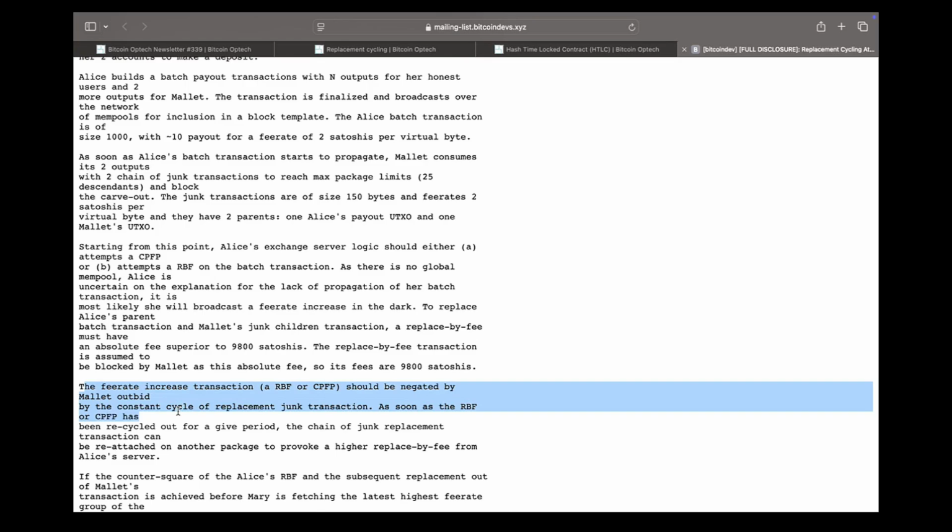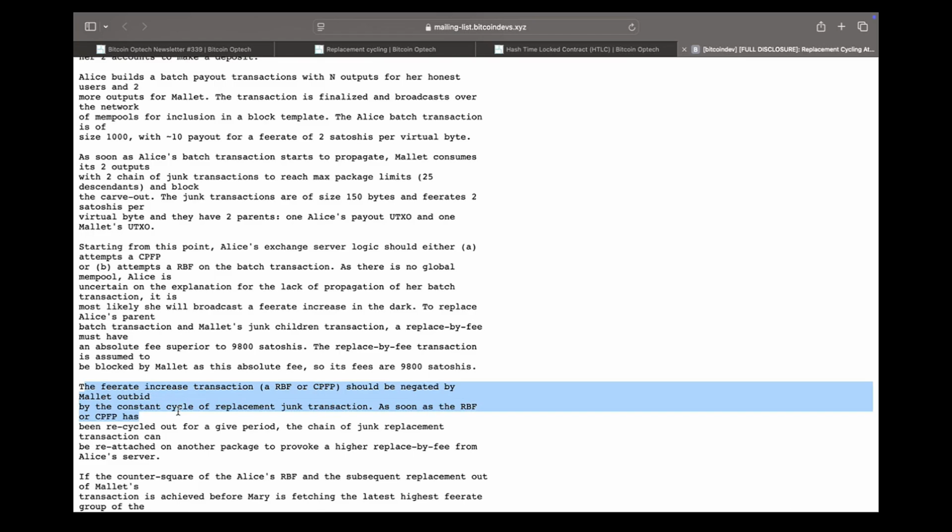One is Mary and the other is Mallet, right? And we discussed that Mary is a home miner who only triggers the get block template RPC command once in a minute, right? Now this might happen within a minute: Alice might broadcast her batch transaction. Mallory might attach children to that batch transaction, right? And then Alice might rebroadcast her batch payment with a higher fee. Mallory might again attach the descendants to that batch fee, right?